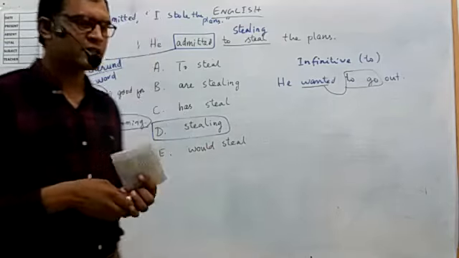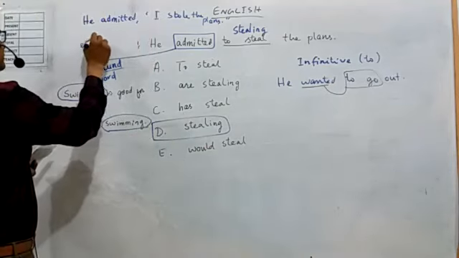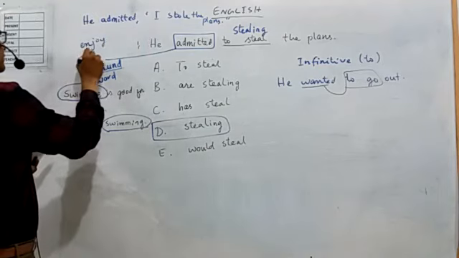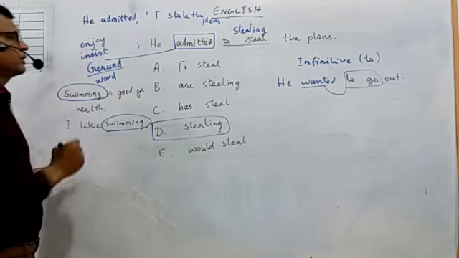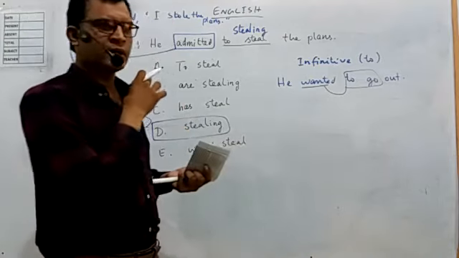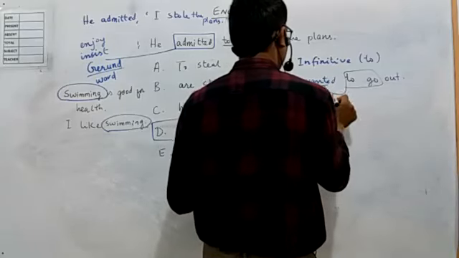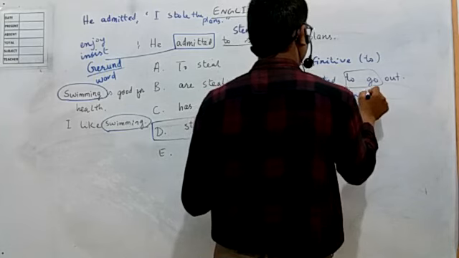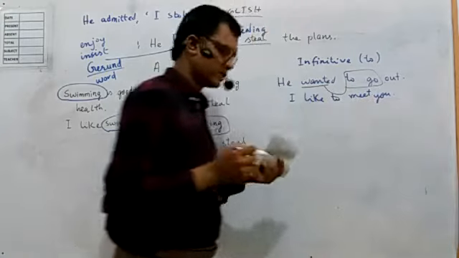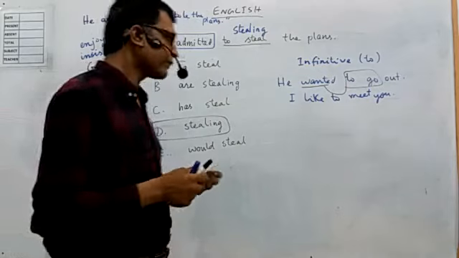For example, enjoy is one of them that comes here. Insist is another. The same goes with like. So we say, I like to meet, I'd like to meet you, for instance. So there are certain verbs that go with infinitive and there are certain verbs that go with ing form.